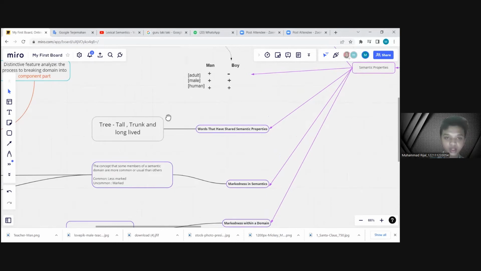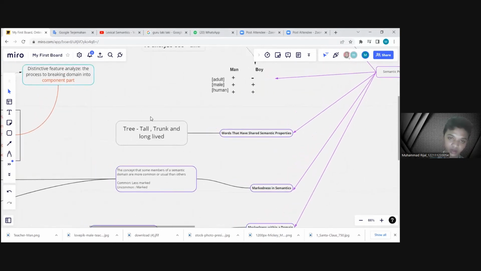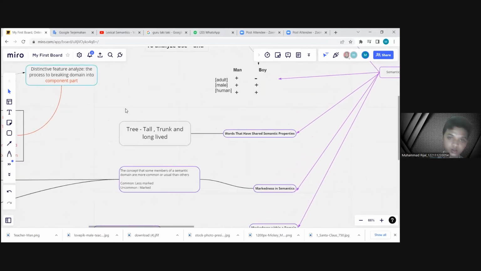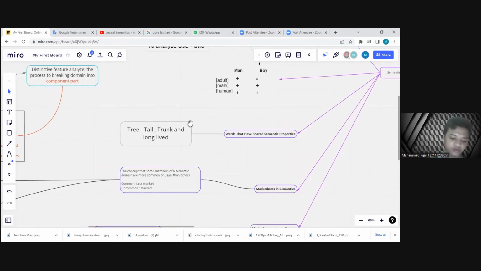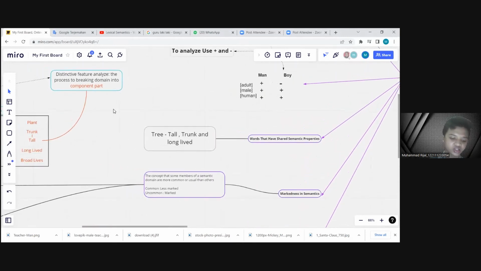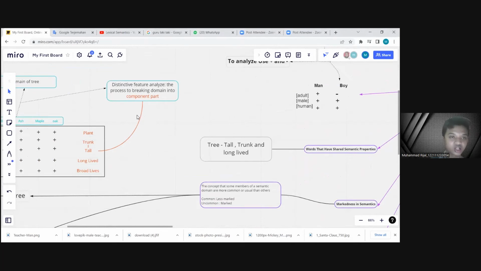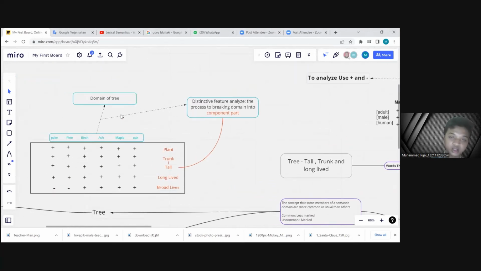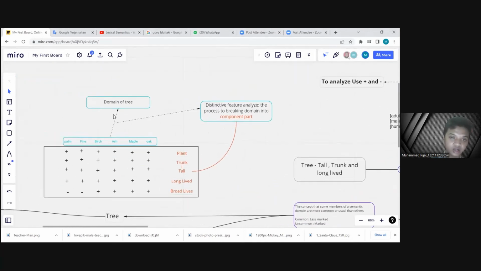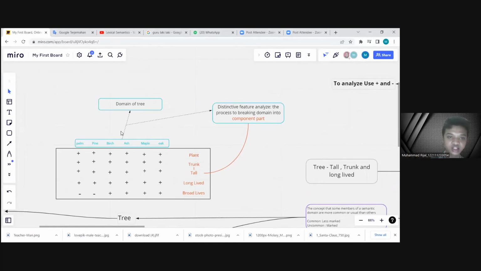What are the semantic properties of the word tree? It has a tall trunk and long leaves. And words that share semantic properties can be considered a semantic domain. For example, the domain of tree. It includes such words as palm, pine, bark, ash, maple, and oak tree.